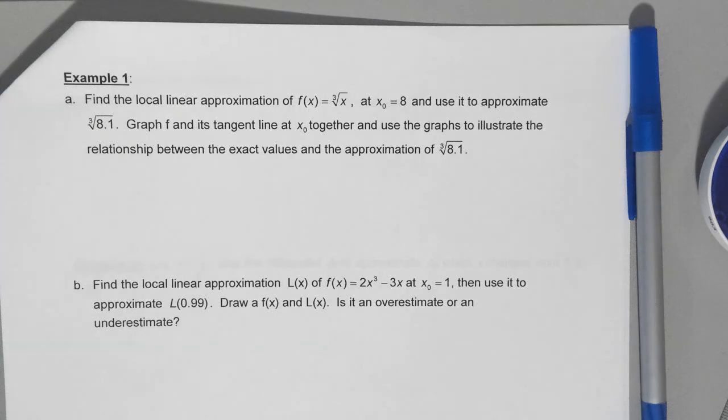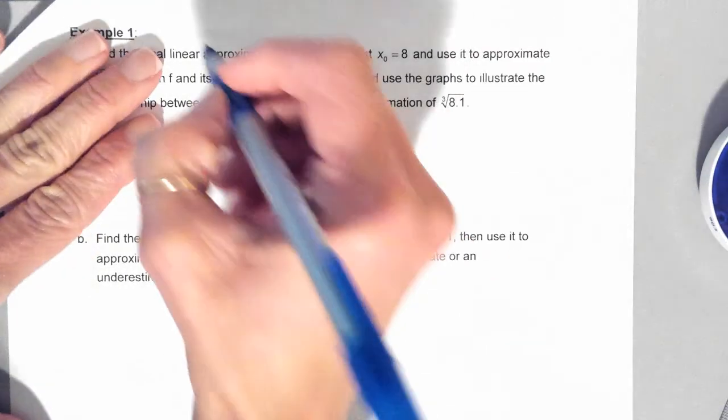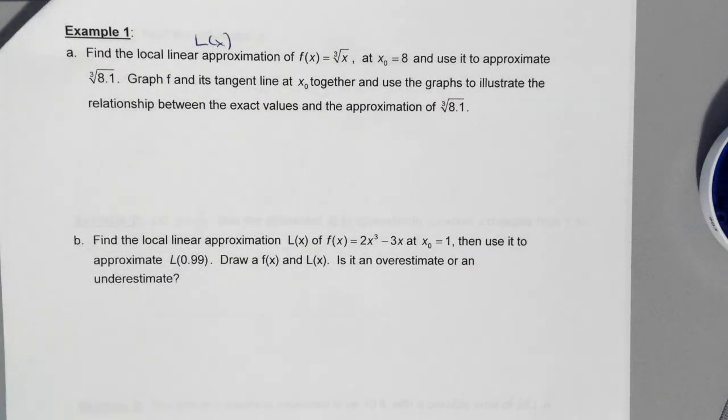Right, so let's take a look here. What we want to do is use local linear approximation. So basically, we want to use L of x for the given function f of x equal to the cube root of x at a given value where x is equal to 8. And we want to use it to approximate the cube root of 8.1.